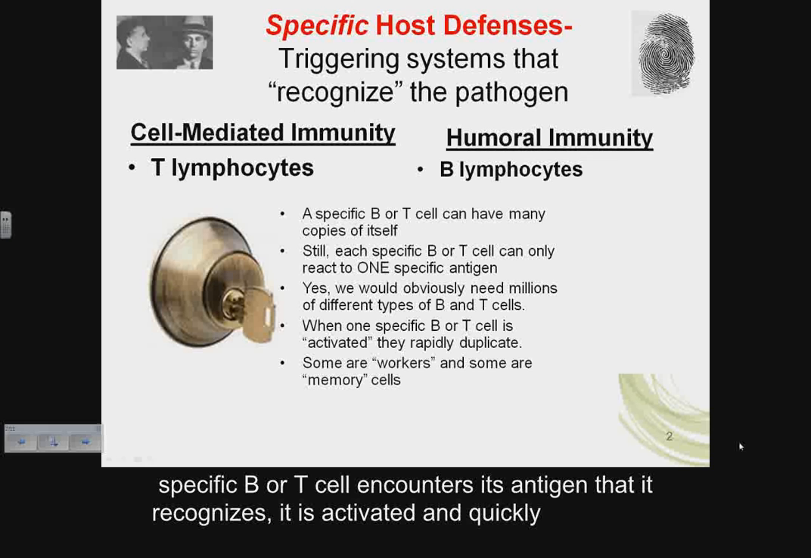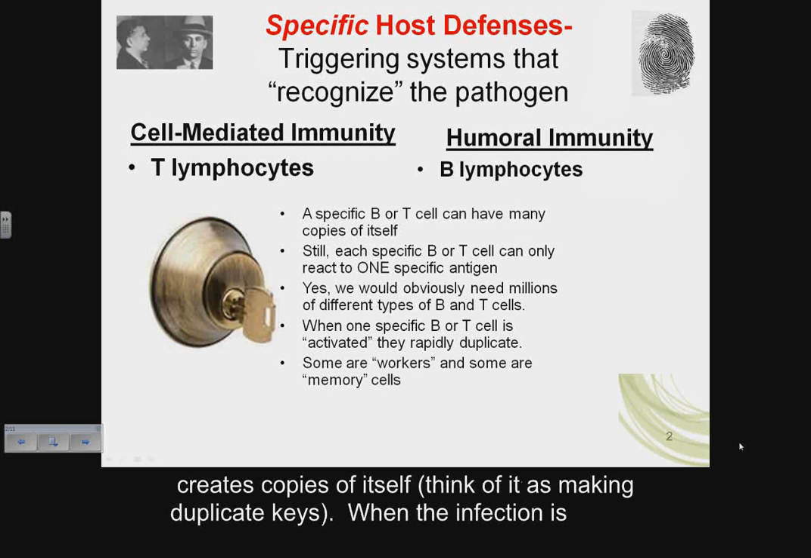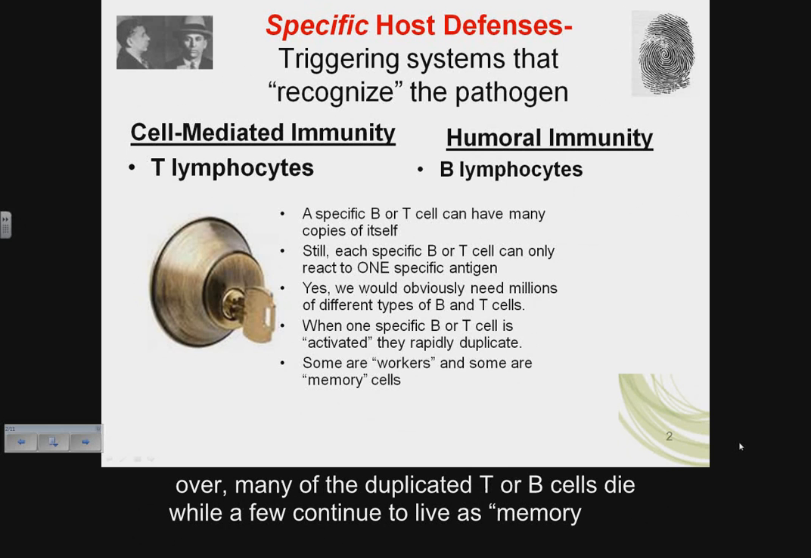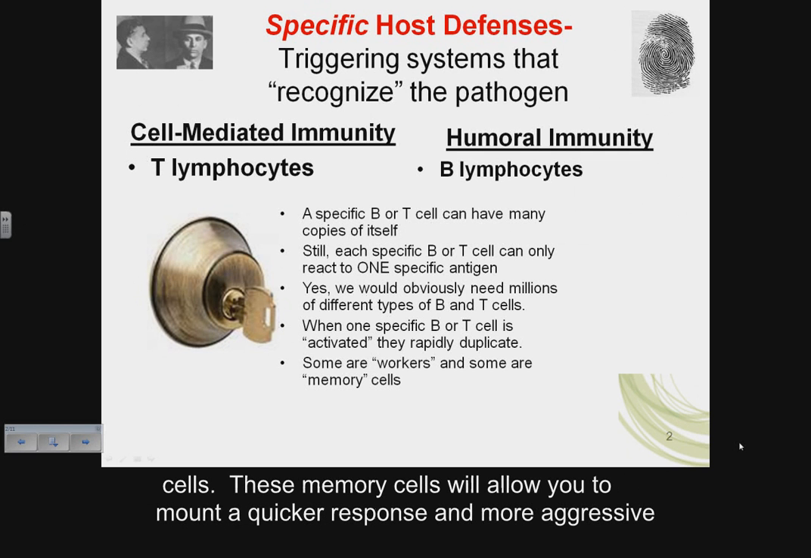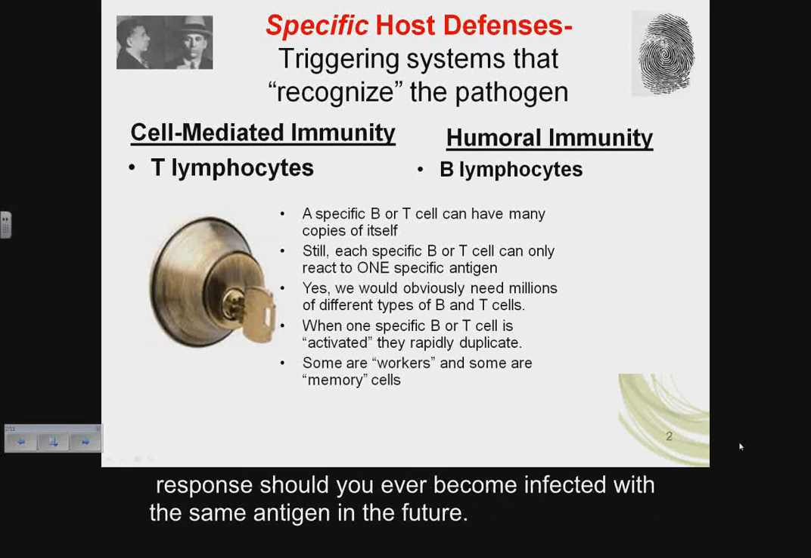When one specific B or T cell encounters its antigen that it recognizes, it is activated and quickly creates copies of itself. Think of it as making duplicate keys. When the infection is over, many of the duplicated T or B cells die, while a few continue to live as memory cells. These memory cells will allow you to mount a quicker and more aggressive response should you ever become infected with the same antigen in the future.